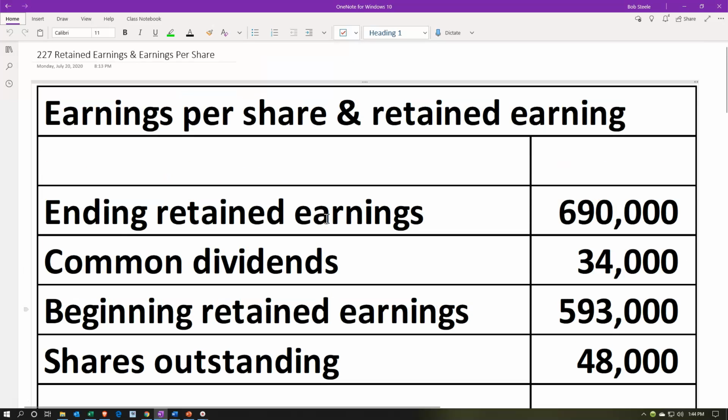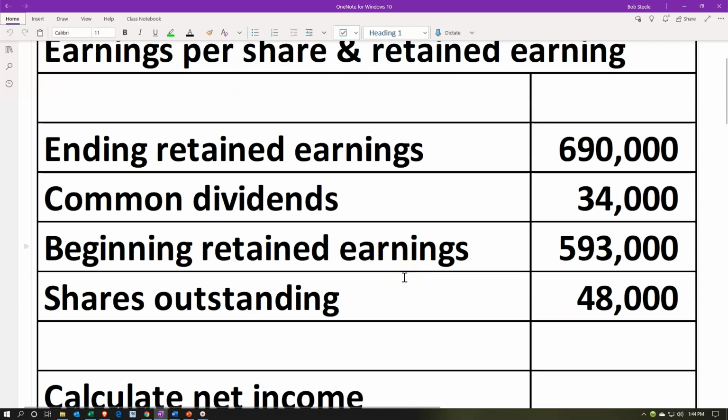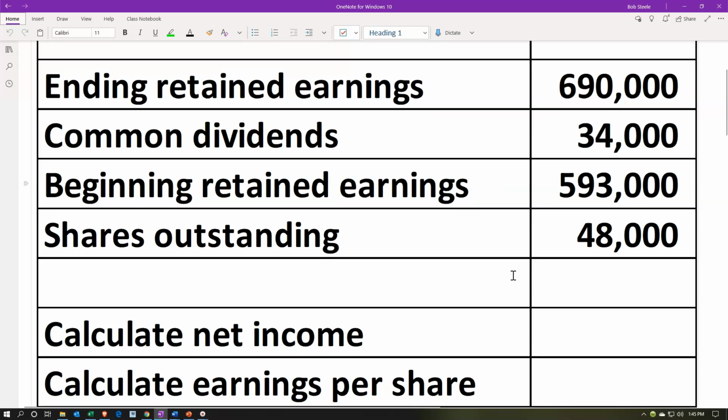So we have the earnings per share and retained earnings. The data that has been given is the ending retained earnings of $690,000, the common dividends, the beginning retained earnings, and the shares outstanding. So when you see this data, you're thinking, okay, they gave me the data for the statement of retained earnings to calculate the retained earnings from beginning to the end of the year, except I don't see a key component, which is typically net income, in that calculation, and that's what they want us to find, the calculation of net income.